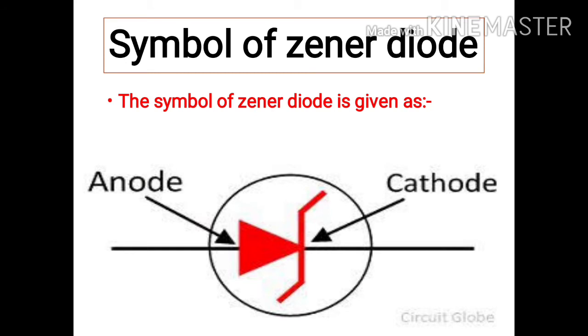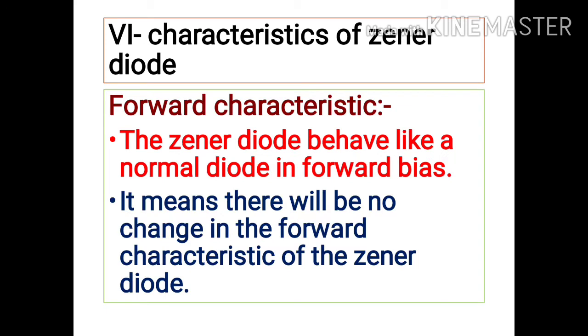So this is the general symbol of the Zener diode, you can see here. This is the anode and this one is the cathode. And now we are going to study about the VI characteristic of the Zener diode. First of all we will see what is the forward characteristic of the Zener diode.